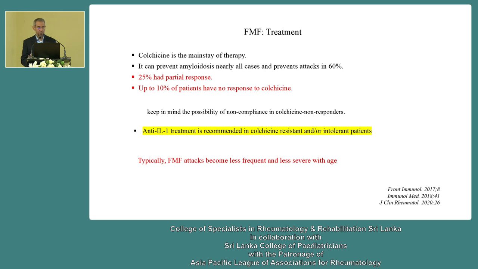It can prevent amyloidosis, and still there is a percentage of patients who probably have a partial response or maybe are not responding to colchicine. In those patients, you need to consider interleukin blockade, namely anakinra or canakinumab. But you have to remember also, typically FMF attacks become less frequent and less severe with age. As they grow up, maybe they will improve, but you cannot depend on that. You have to treat your patient.